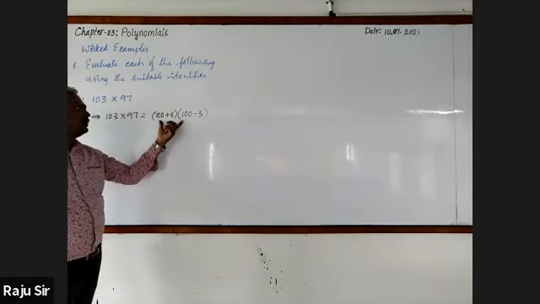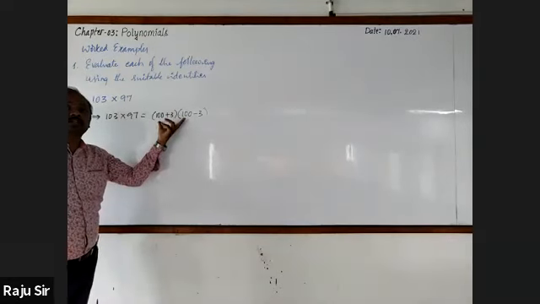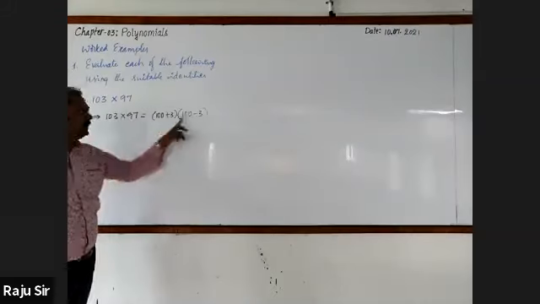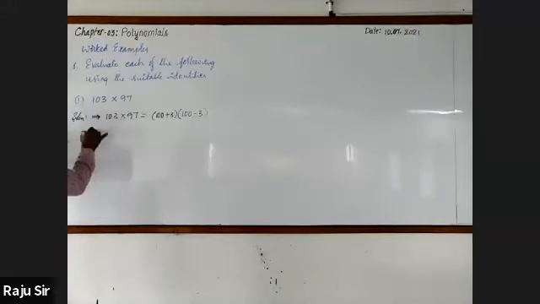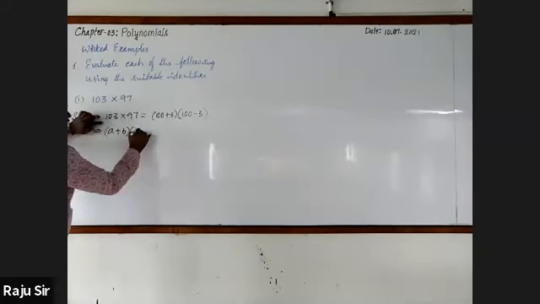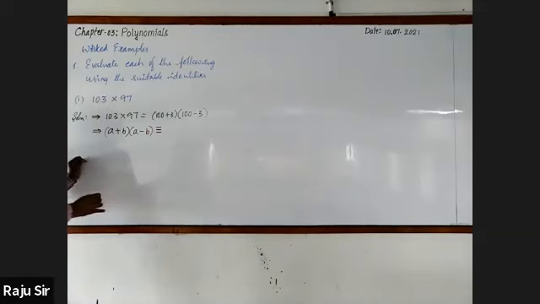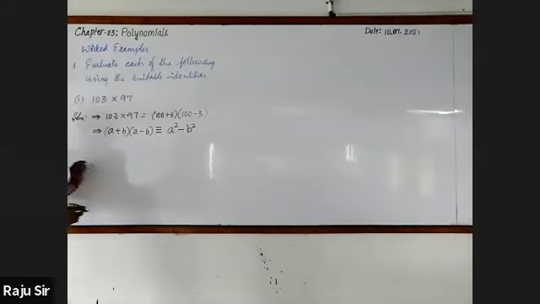Could you tell this statement is in the form of which identity? A plus B into A minus B. I'll write the identity. A plus B into A minus B is equal to, just tell me, what is A plus B into A minus B? A square minus B square.